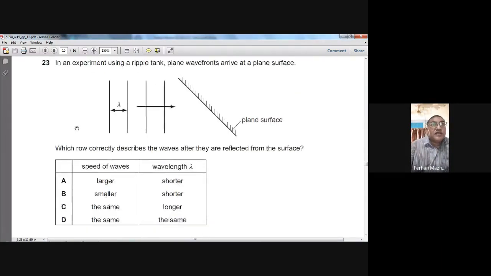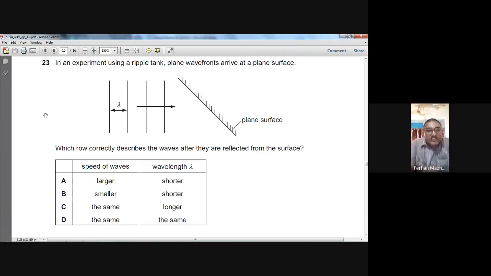I hope you understand. He says, in an experiment using a ripple tank, plane wave fronts arrive at a plane surface. Which row correctly describes the waves after they are reflected from the surface? You know, when the waves are reflected, only their direction changes. Their speed does not change. Their wavelength does not change. Their frequency does not change. Only the direction of their propagation changes.